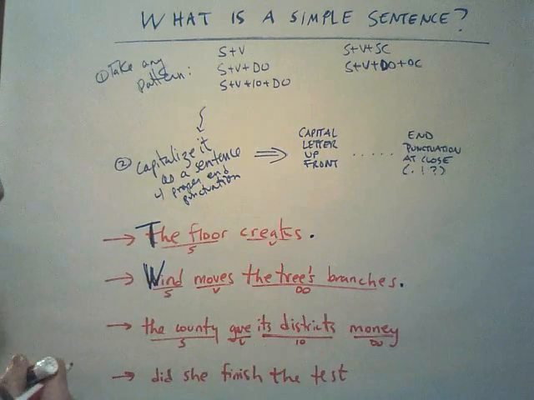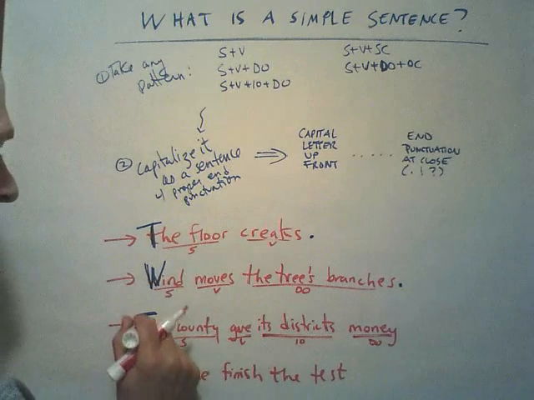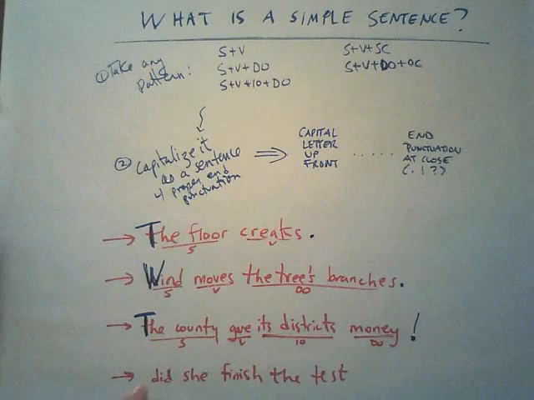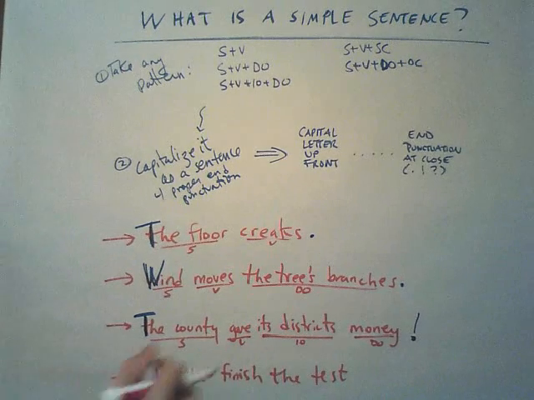Let's make it into a sentence. Capital T. How about we use an exclamation mark? Okay, simple sentence. Got it. Perfect. What about the question?